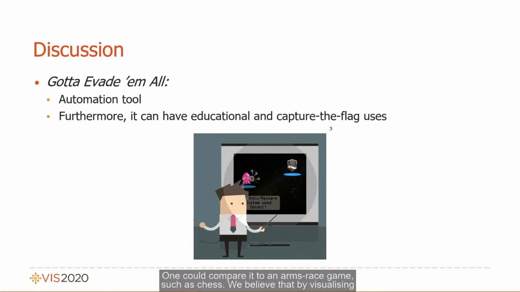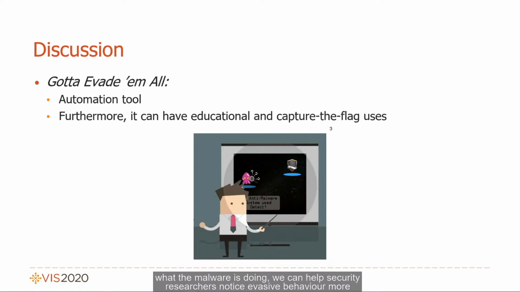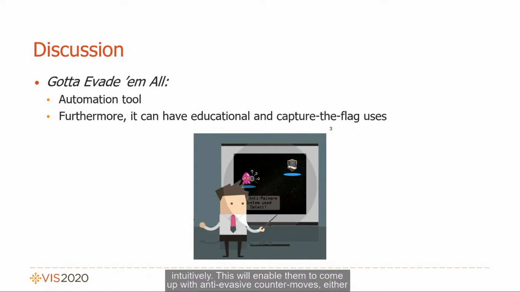One could compare it to an arms race game, such as chess. We believe that by visualizing what the malware is doing, we can help security researchers notice evasive behavior more intuitively. This will enable them to come up with anti-evasive countermoves, either in real time or programmatically encoded in the anti-malware system, that can be difficult to engineer without such a visual perspective.